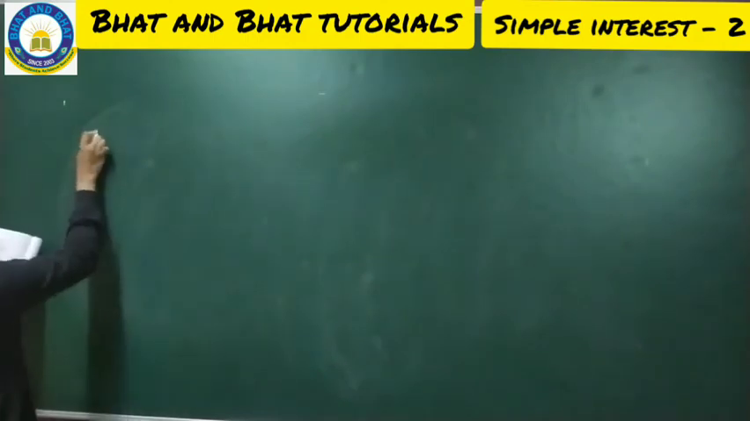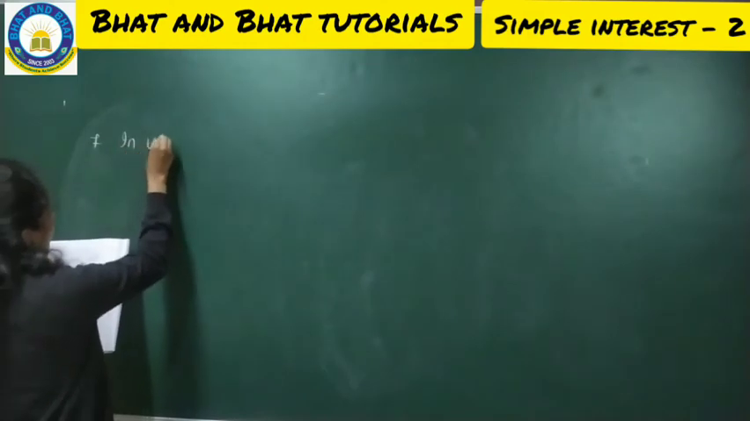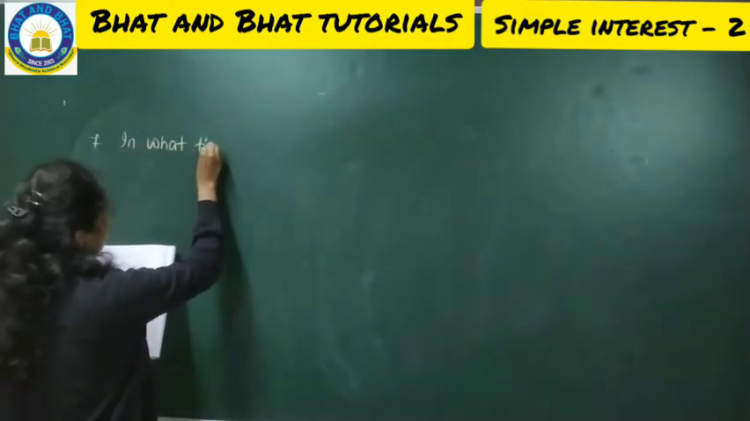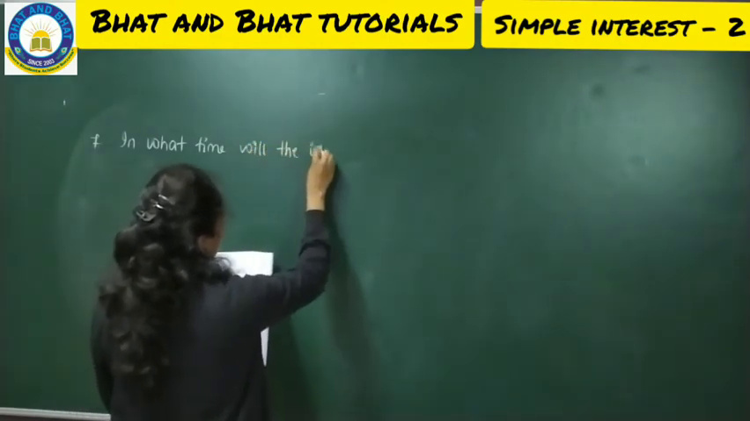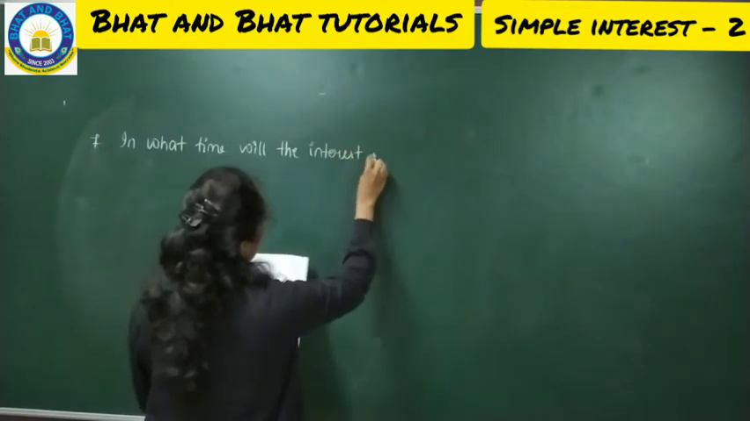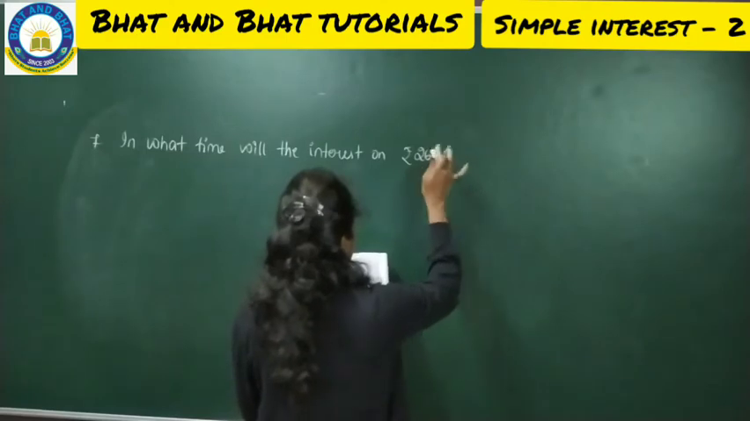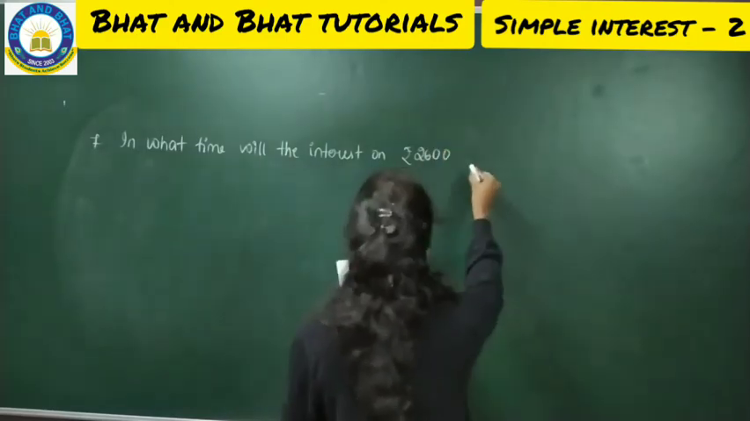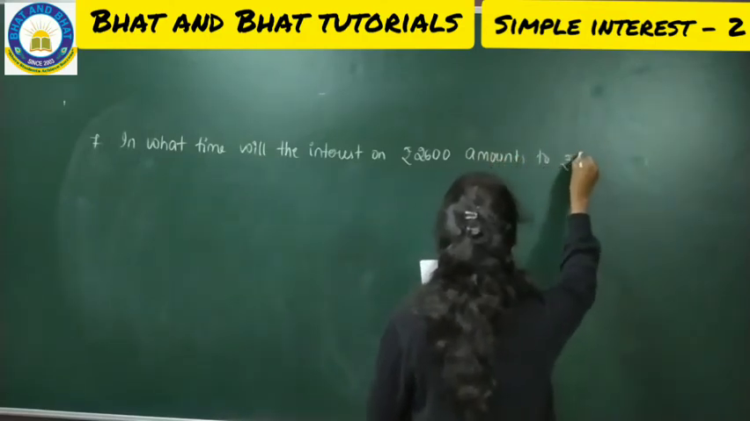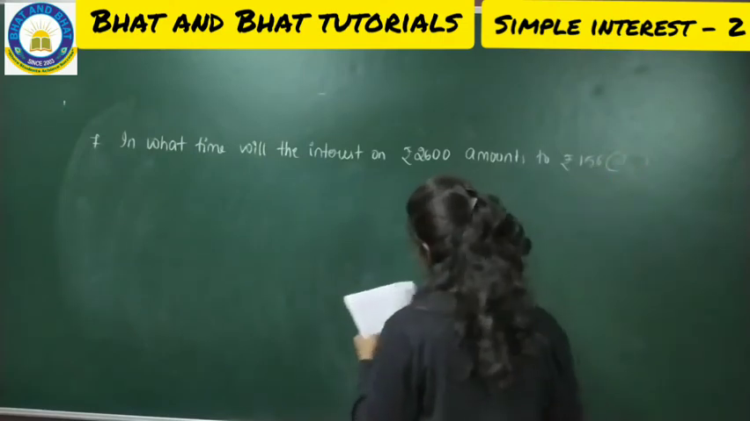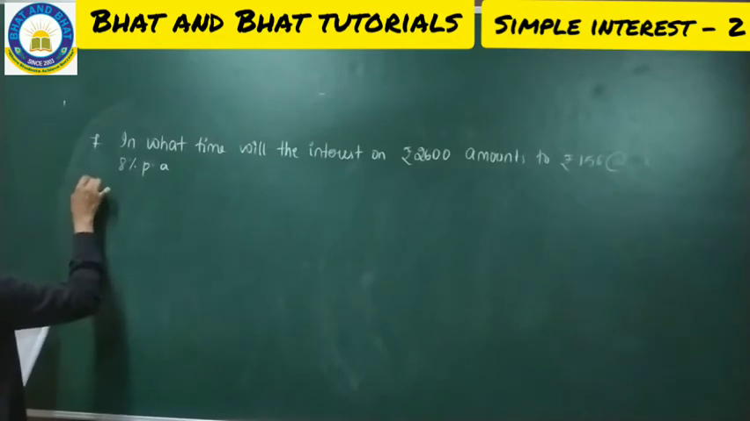So concentrate on the 7th question now. In what time will the interest on rupees 2,600 amount to rupees 156 at 8% per annum. So this is your info.